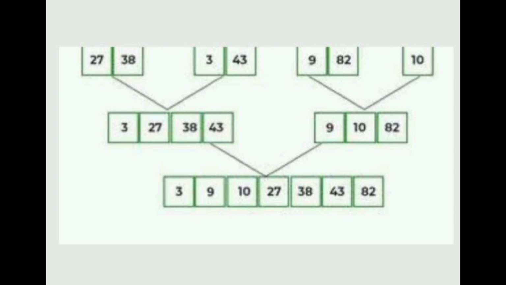The sorted array looks like 3, 9, 10, 27, 38, 43 and 82.